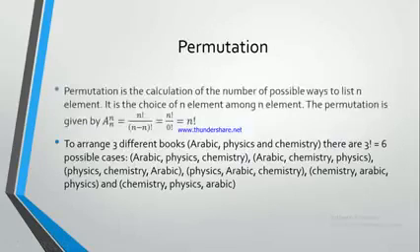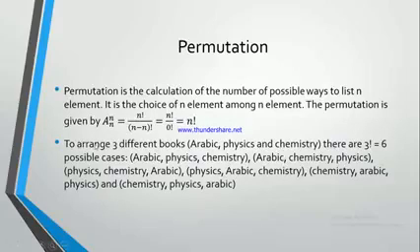Now we will explain permutation. So permutation is an arrangement without replacement of n elements out of n elements. So we want to arrange n elements, and it's n factorial over (n minus n) factorial, and the answer is n factorial over 0 factorial, but we know that 0 factorial is 1, so the answer is n factorial.